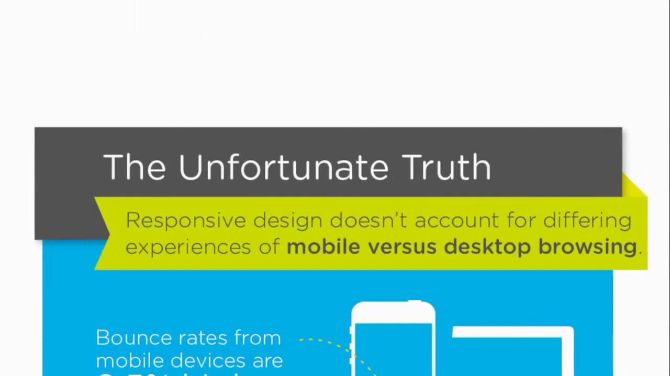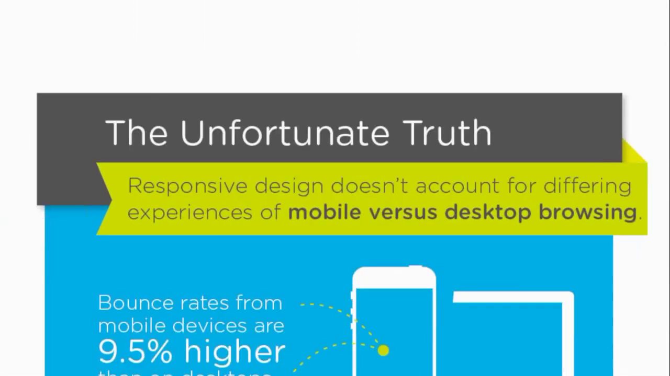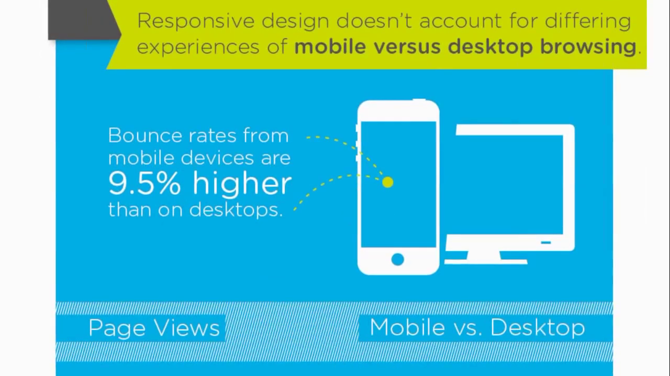The unfortunate truth: responsive, again, in theory, is great. In practice, it has some difficulties. And one of those things is because it doesn't respond to purpose, it responds to screen size. It responds to the device, right? But not to why you and I are there. And because mobile devices have a higher bounce rate, it's pretty important for us to be able to design to a specific device, a specific purpose for why the users may be coming there.